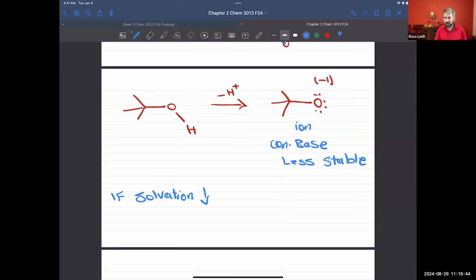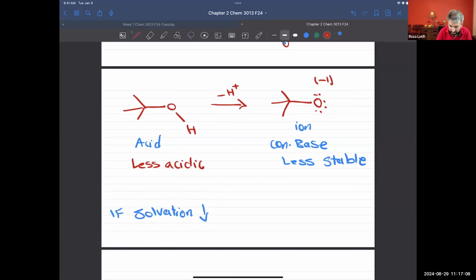So now you have an acid that is going to release H, or give up an H, but it will generate a less stable conjugate base. Because we got a less stable conjugate base, we say our acid will be less acidic. Or, how about this? We say weaker acid.